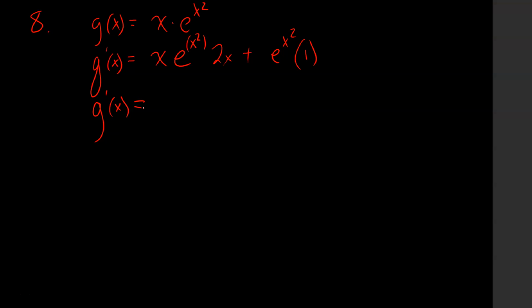So what can we factor out of both terms? e to the x squared. And we'll be left with 2x squared plus 1.